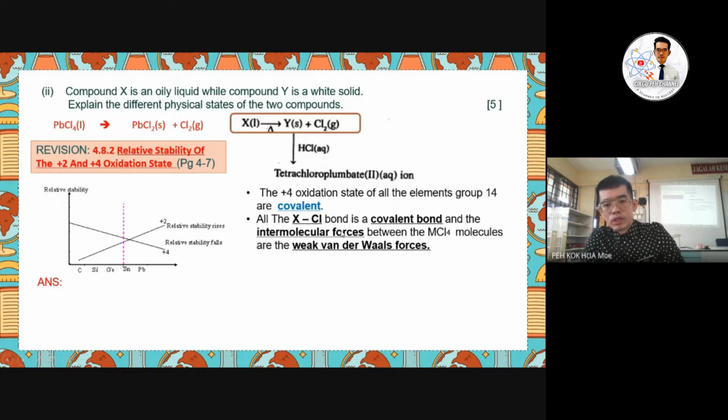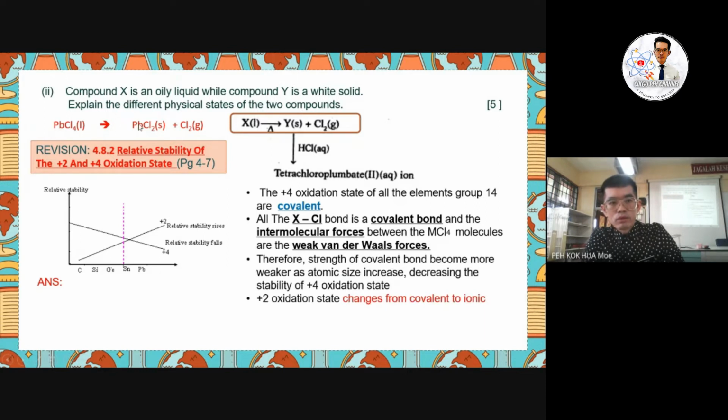The intermolecular forces between the group 14 tetrachloride molecules will be weak van der Waals forces, which are attractions between the molecules. While lead(II) chloride will be in ionic form, because lead, which is bigger in size, will be more stable in the +2 oxidation state. So from the +4 to the +2 oxidation state, the bond changes from covalent to ionic.